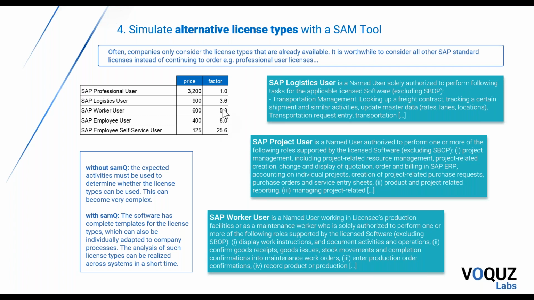So this is here times 5 with a worker user, logistics 3.6 times, employee user 8 times. So this is basically the reason why it is so important to find out what user type everyone needs. So there again, you use a software asset management tool, and you need to make sure when you choose the tool that it is able to simulate alternative license types.